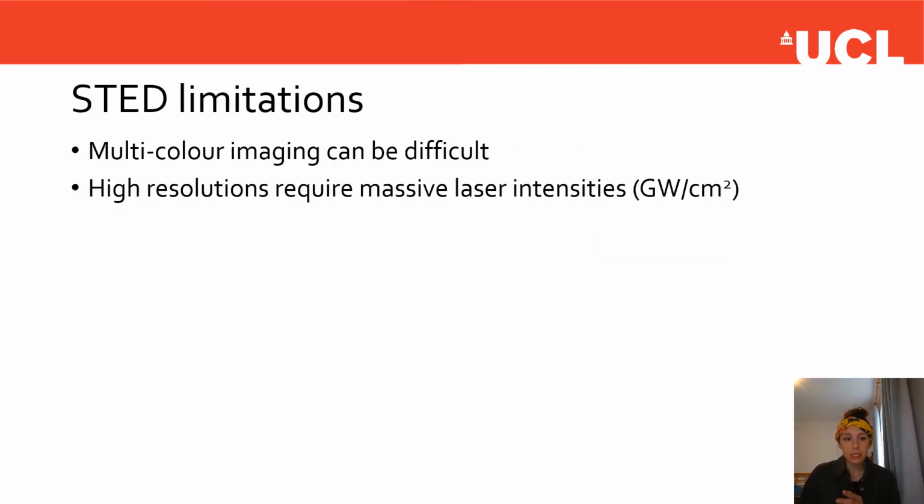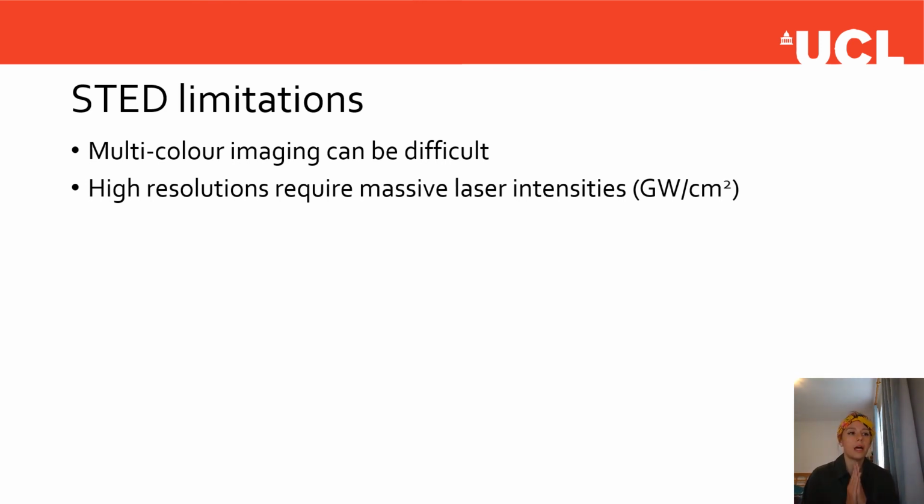Limitations of STED microscopy. As you might be able to imagine, multicolour imaging can get quite difficult. Remember, in normal confocal microscopy, you need just one excitation beam per fluorophore. In STED microscopy, you need an excitation beam and a depletion beam for each fluorophore. And what you don't want is your depletion beam of your first fluorophore to start exciting fluorescence from another fluorophore, because you're going to start getting all sorts of crosstalk. So you need to be quite careful with that.